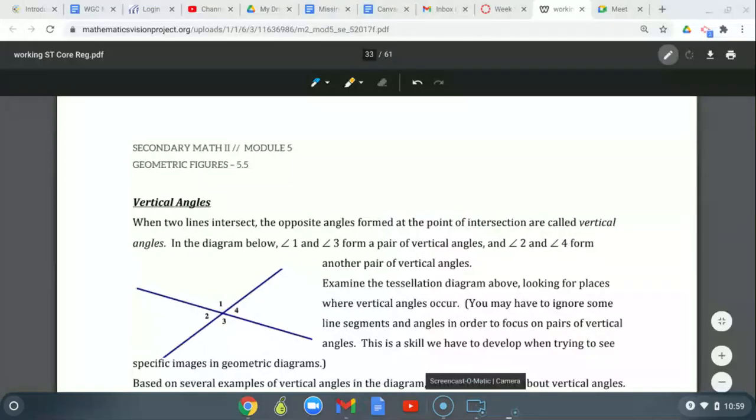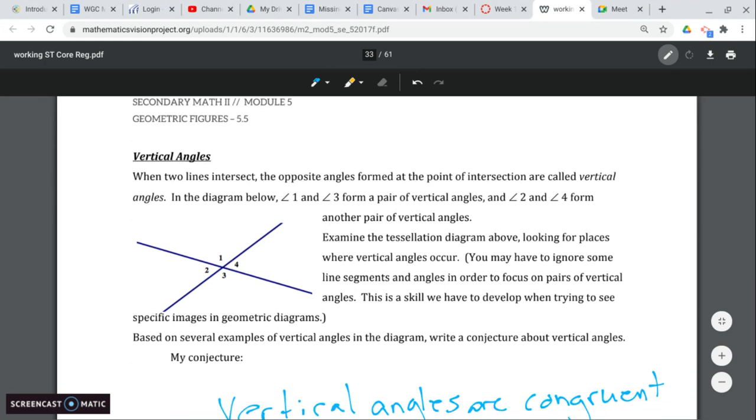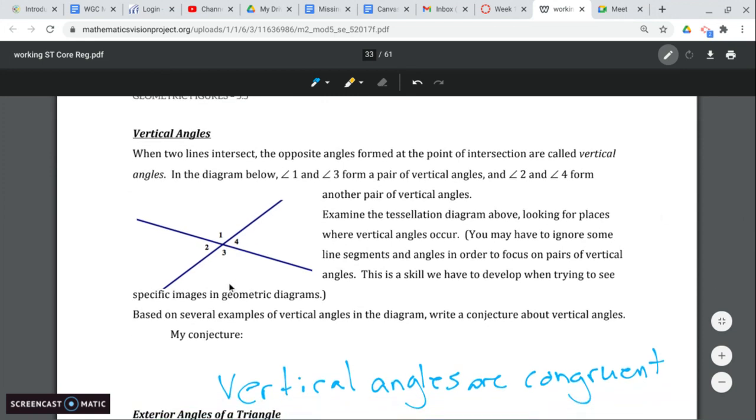So we're looking at a couple things within the lesson here, just definition wise, so you can understand what they are. So this is vertical angles. When two lines intersect, the opposite angles formed at the point of intersection are called vertical angles. In the diagram below, angles 1 and 3 form a pair of vertical angles, and 2 and 4 form another pair of vertical angles. We're not going to examine the tessellation or anything like that, but what you need to know about vertical angles is they are across from each other. So 1 and 3 are right across from each other when these intersect, and they are congruent. So they're going to be the exact same angle measure. So are 2 and 4.